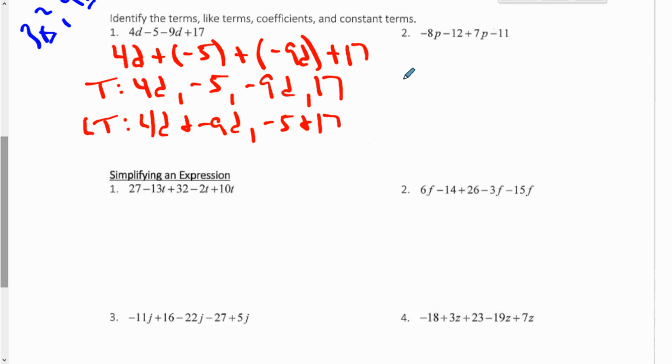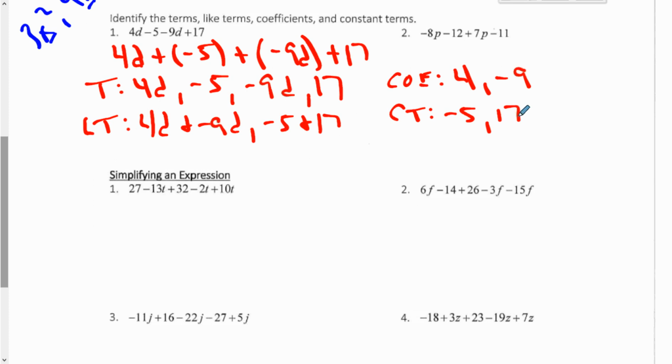The next thing we need to look at are our coefficients. So the coefficient from our definition is the number part of a term. So in order to have a coefficient, you have to have a variable. So for 4D, our coefficient is 4. And for -90, our coefficient is -9. -5 and 17 don't have coefficients because they don't have a variable part. But our constant terms are going to be the -5 and the 17 because they don't have any variable parts with them.